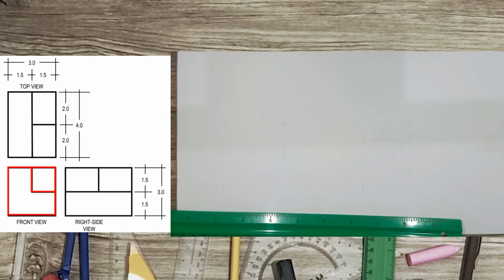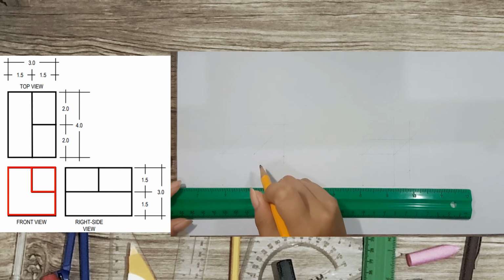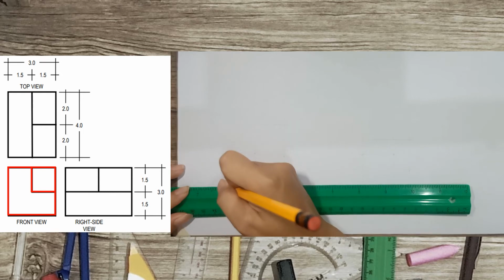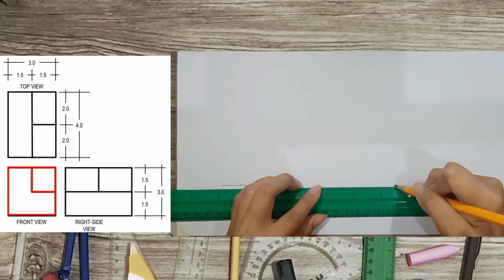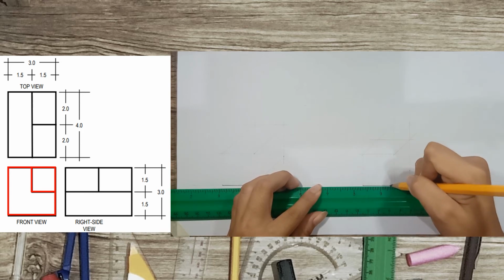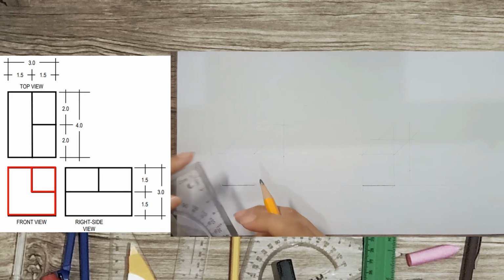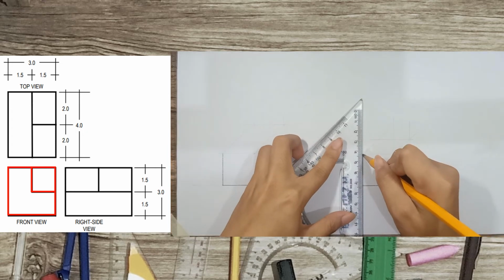Take a look at the front view. You will notice that it doesn't have any dimension indicated to it. But don't be confused or worry, because you just have to look at the parallel edge of each side, or the edges on the front view. So for example, the edge on the upper part of the front view will be the same as the dimension of the edge on the top view, which is 1.5 centimeter.